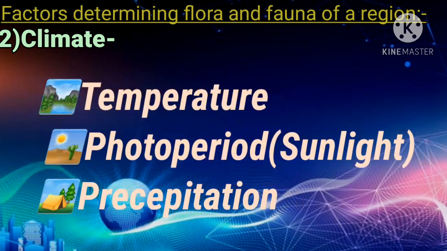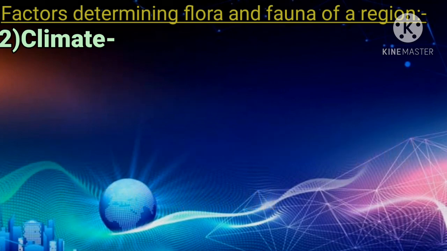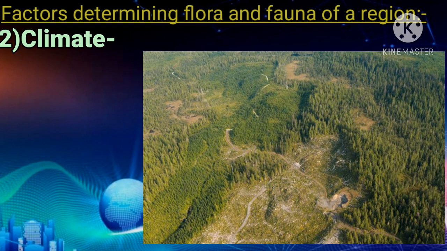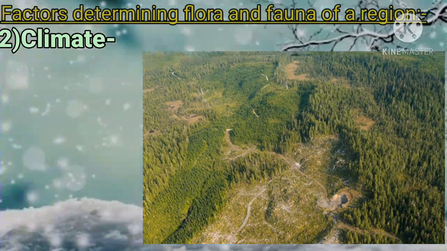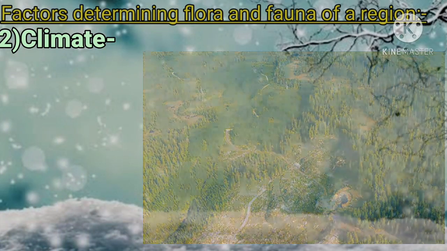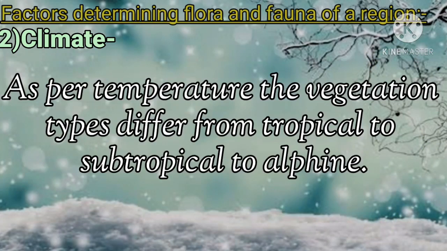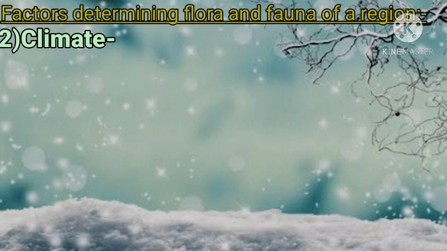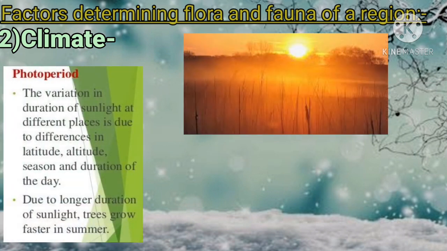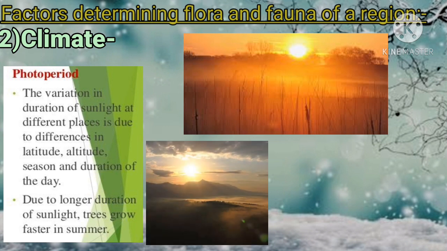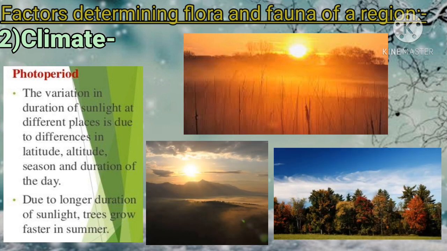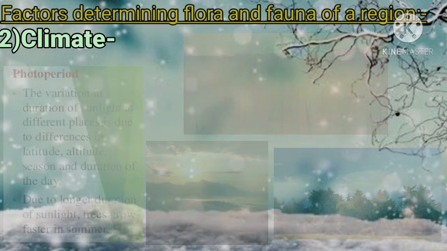Climate. Temperature, photoperiod and precipitation are three climatic factors which determine natural vegetation. The character and extent of vegetation are mainly determined by temperature along with humidity in the air, precipitation and soil. As per temperature, the vegetation types differ from tropical to subtropical and to alpine. Period of exposure to sunlight varies for different plants, leading to their different rates of growth. Due to longer duration of sunlight, trees grow faster in summer.